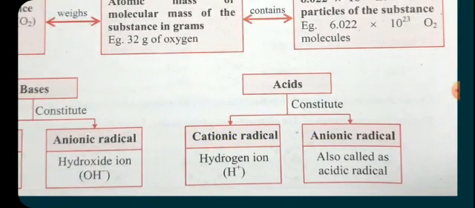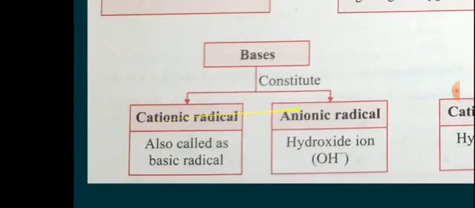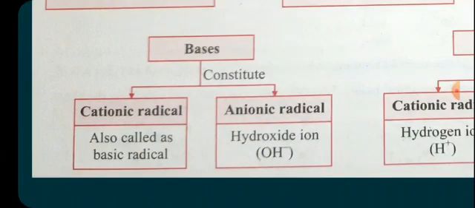Acids contain cationic radical H+ and anionic radical as acidic radical. So acids have H+ ion as a common cationic radical, and acids are distinguished from each other only due to acidic radical. That is, the anionic radical is going to differ and the cationic radical will be the same in acids. Similarly, in all bases, the anionic radical will be common, OH-, and the cationic radical will differ.